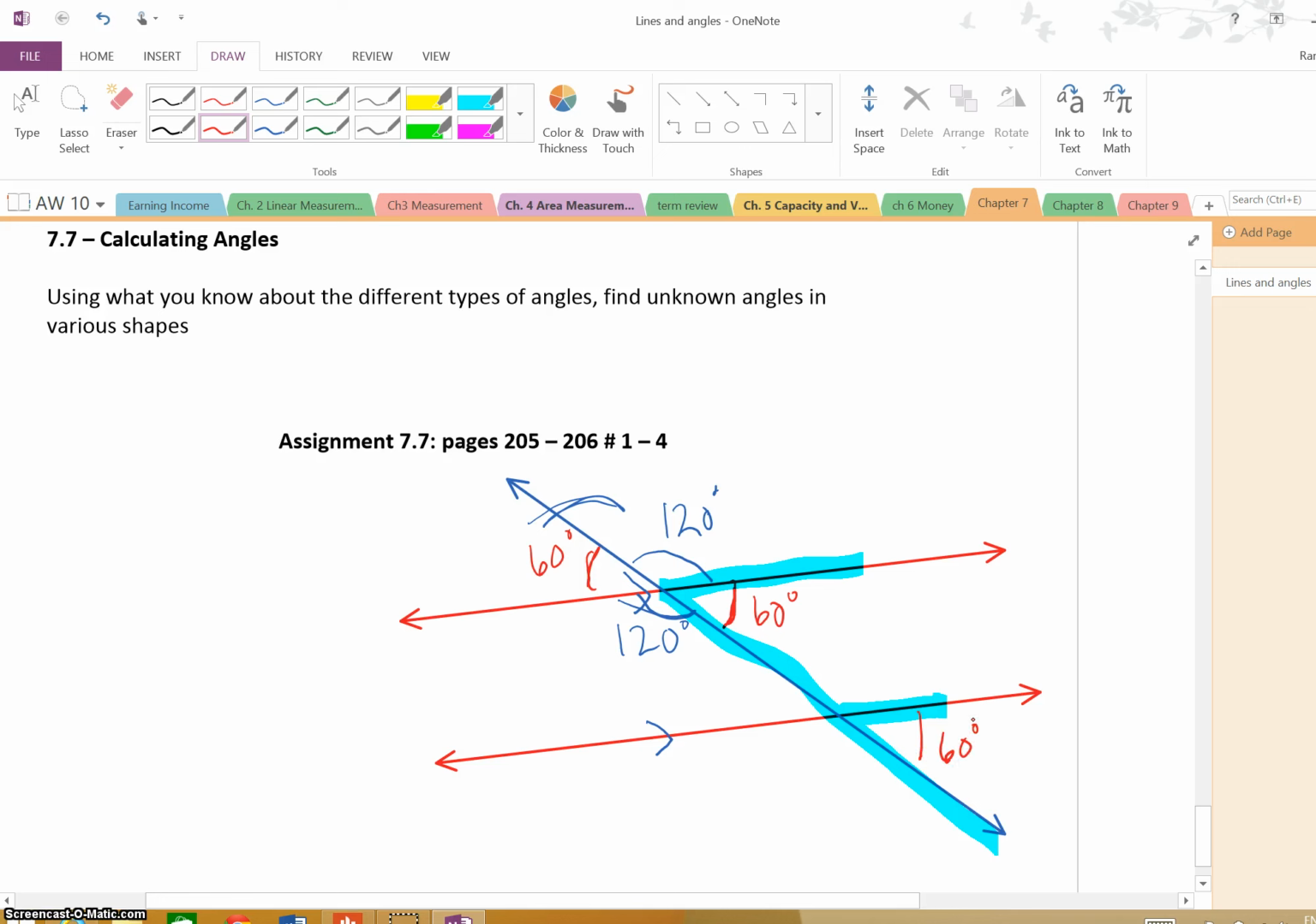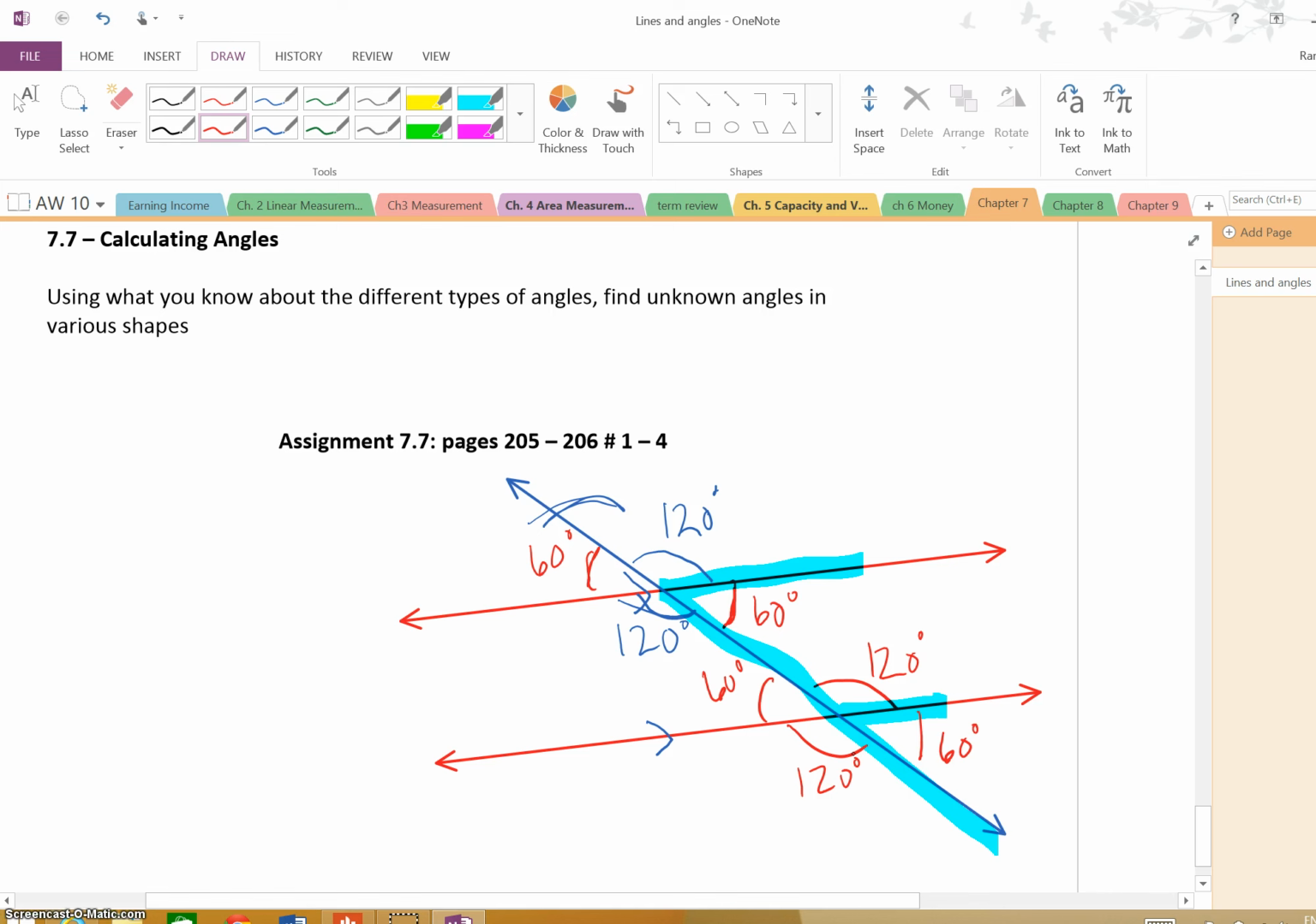So once I know that this is going to be 60 degrees, and because that's 60 degrees, I know that this will be 120 degrees. Because that's 120 degrees, I know this has to be 120 degrees.